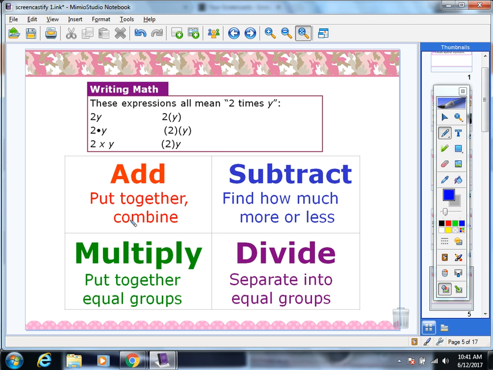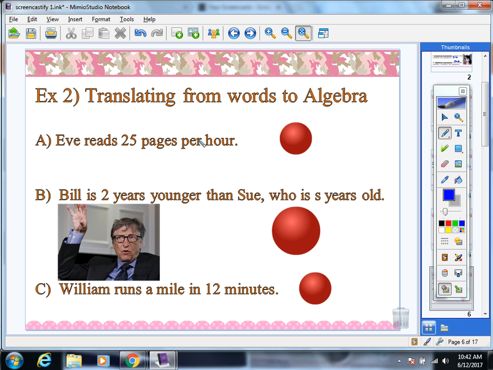Once again, here are a few more words that signal adding, subtracting, multiplying, and dividing. And realize in algebra, all these different expressions represent the same thing. We have to pay close attention to symbols when we are dealing with algebra. All right, let's look at some word problems.